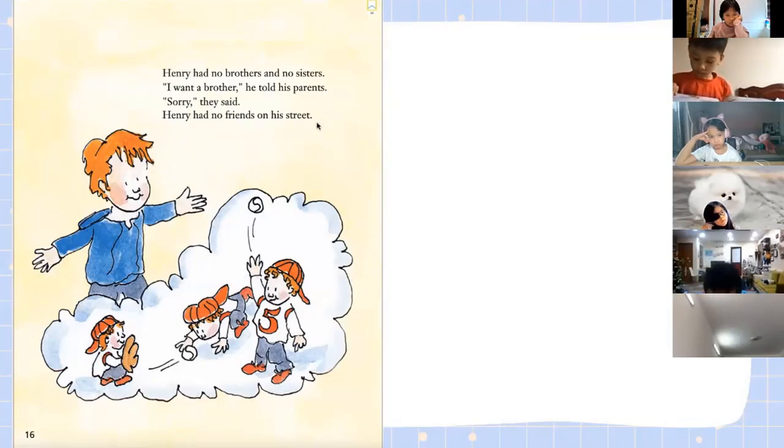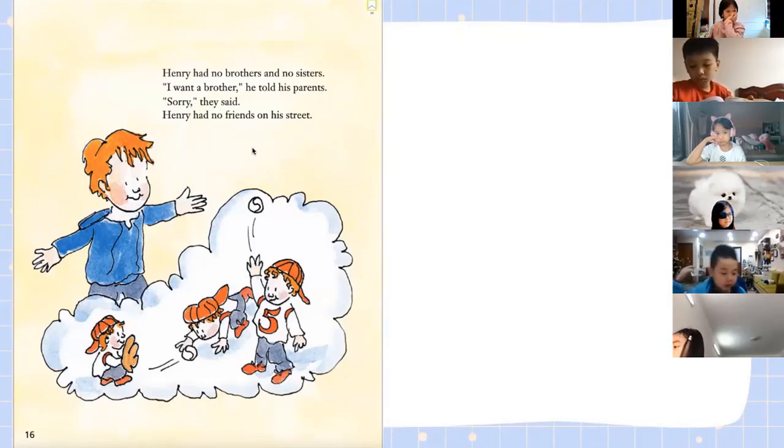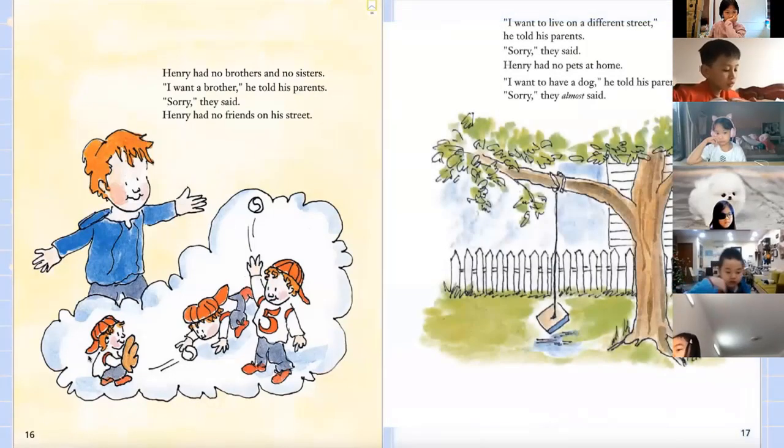Very good. So our characters' names are Henry and Mudge. So they're kind of funny names. So Henry had no brothers and no sisters. I want a brother, he told his parents. Sorry, they said. Henry had no friends on his street. So he had no brothers, no sisters, and no friends on his street.